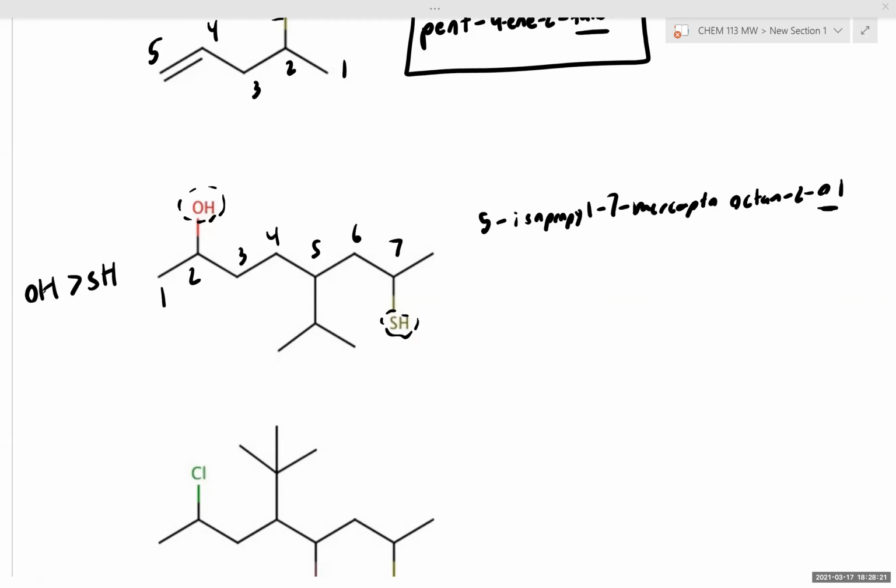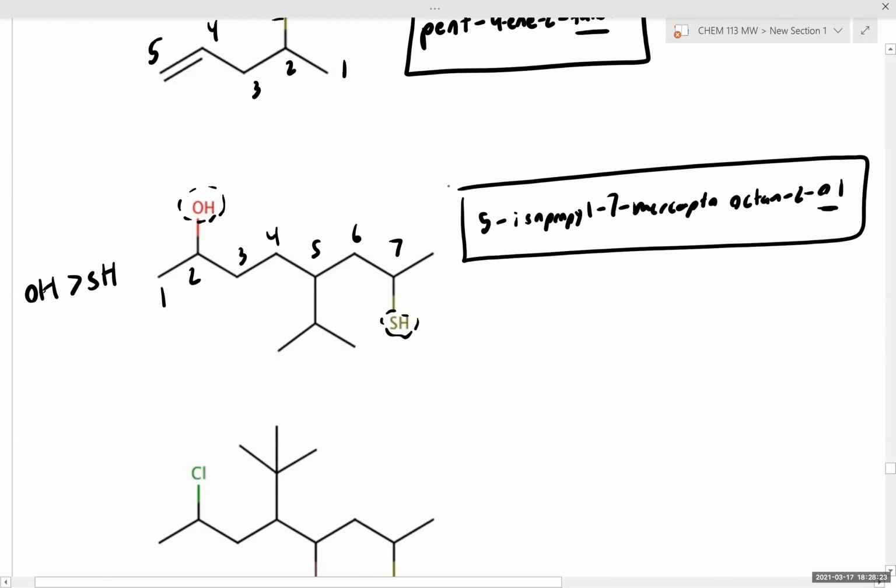What does everyone think of this name? Do you agree or disagree? Do we have any questions on this proposed name? So our suffix changed to ol. In terms of ordering, I have a lot of students commenting that they want mercapto first.